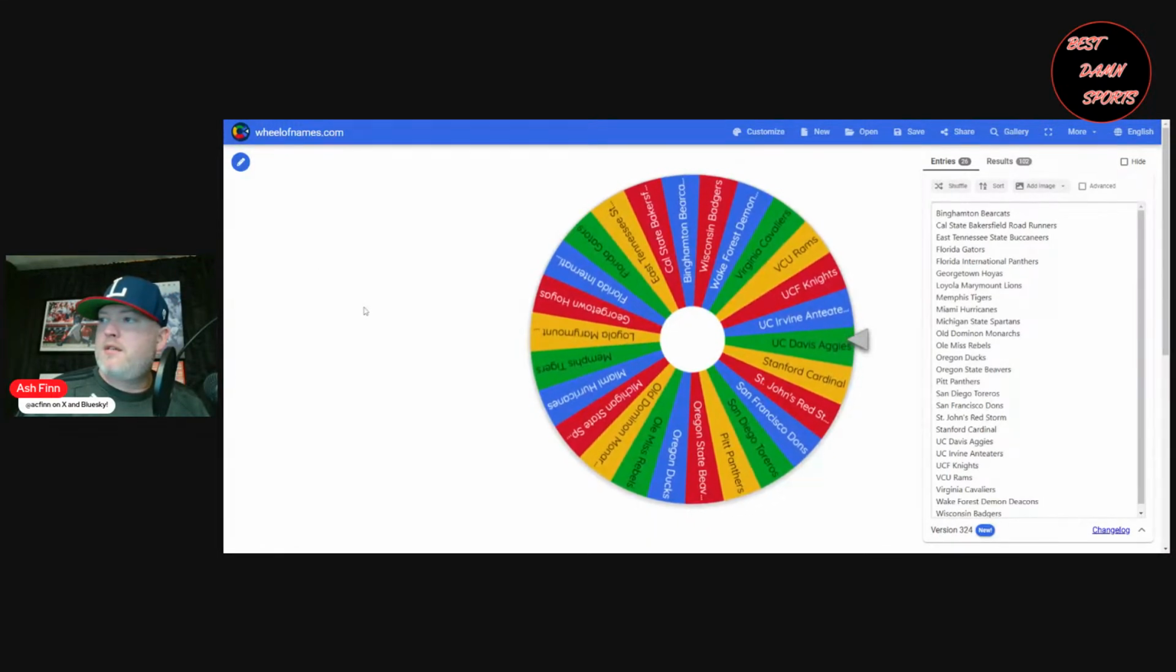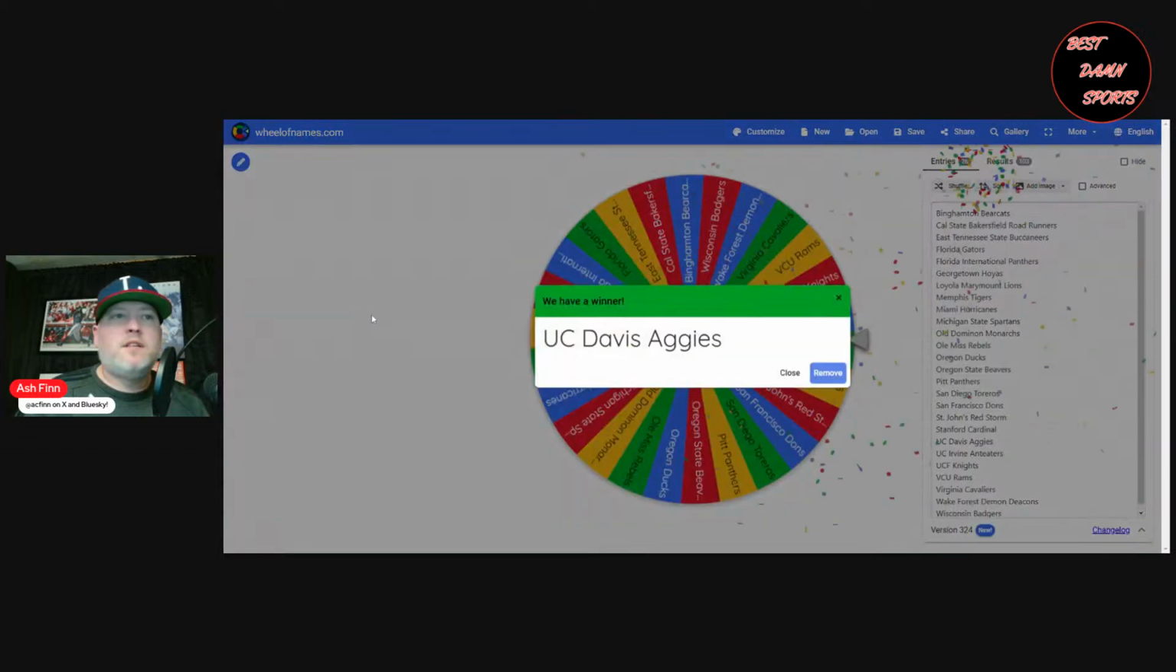Round and round and round. UC Davis. I'm going to bet the West Coast Conference, but let's check that. Yep. The West Coast Conference, UC Davis will be picking in the 6th spot.